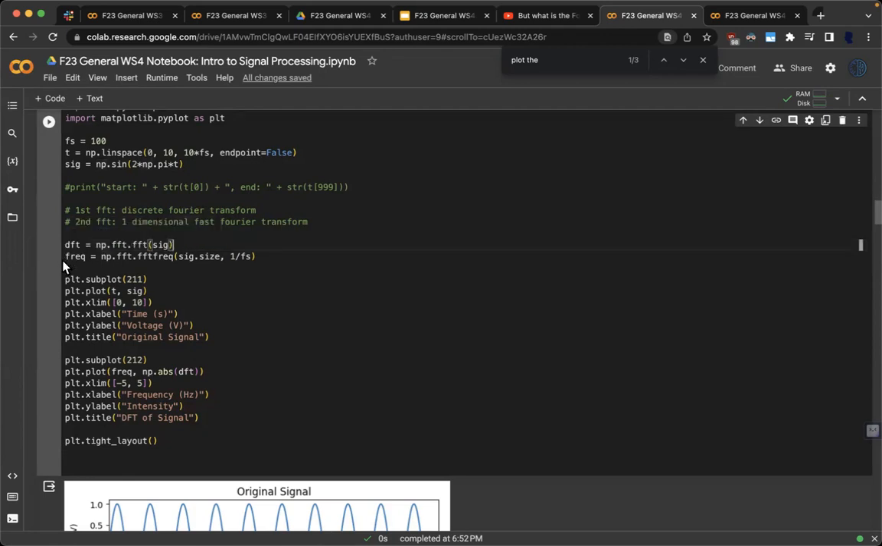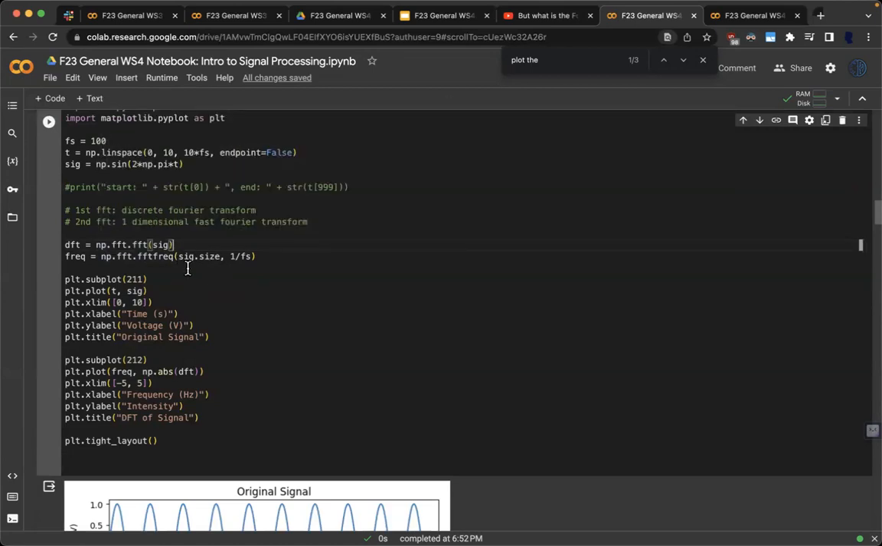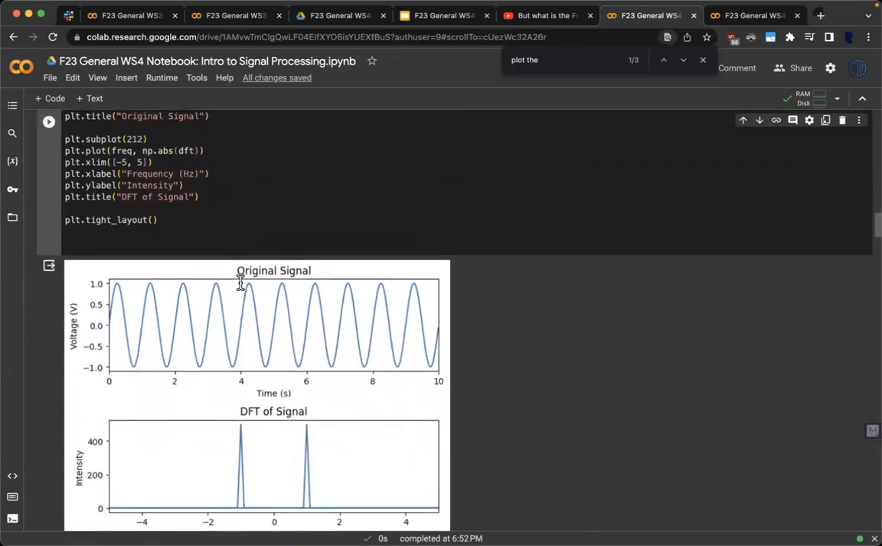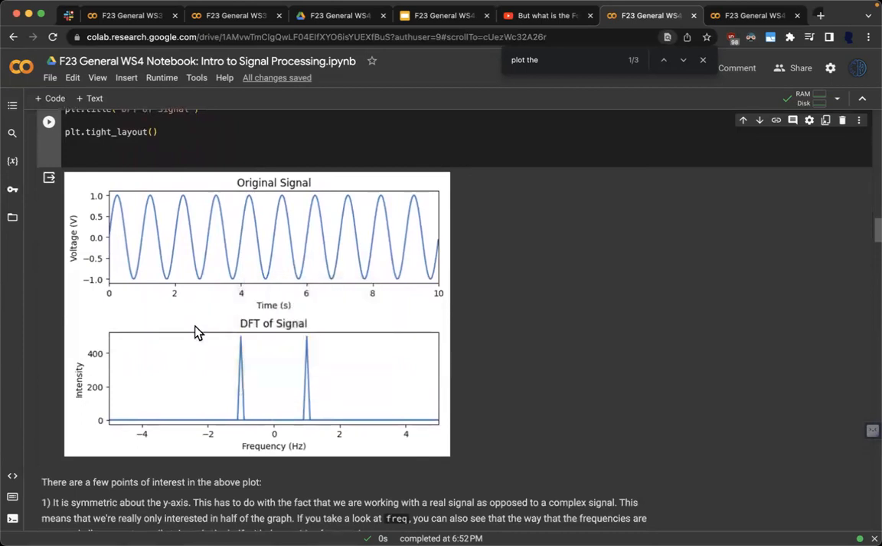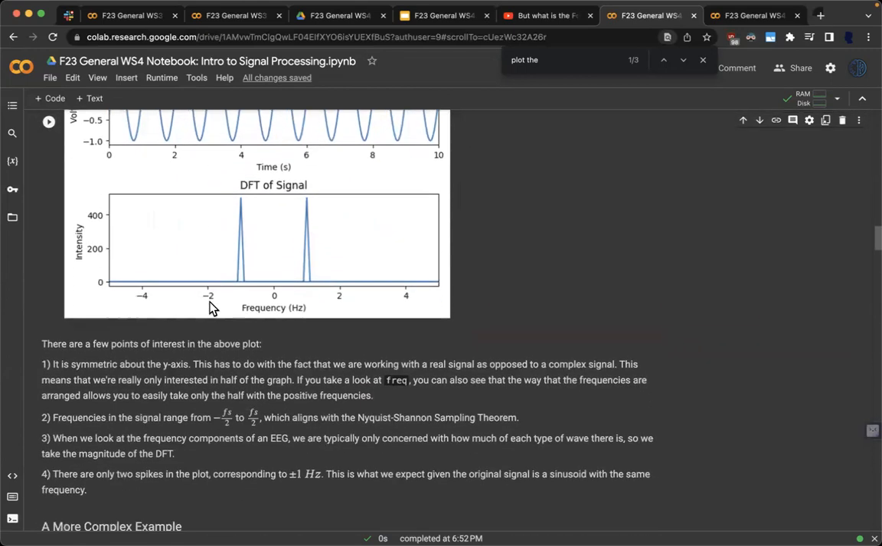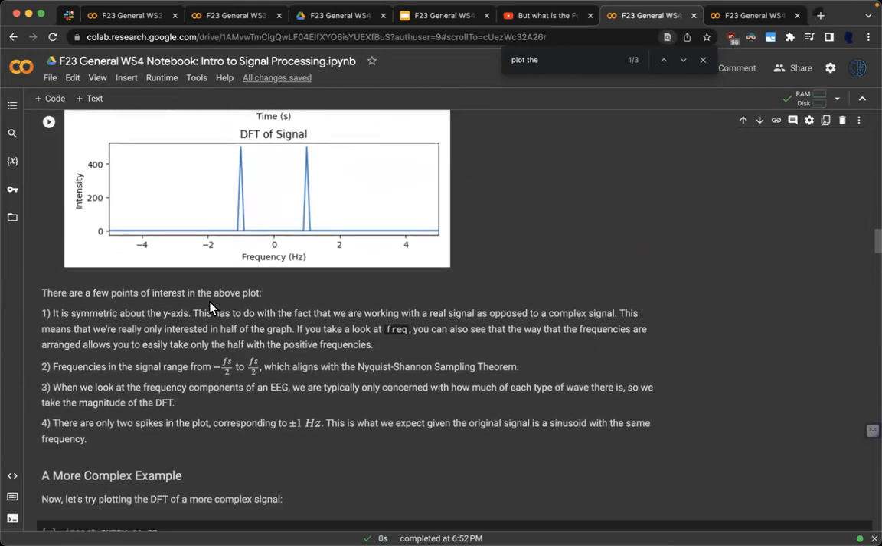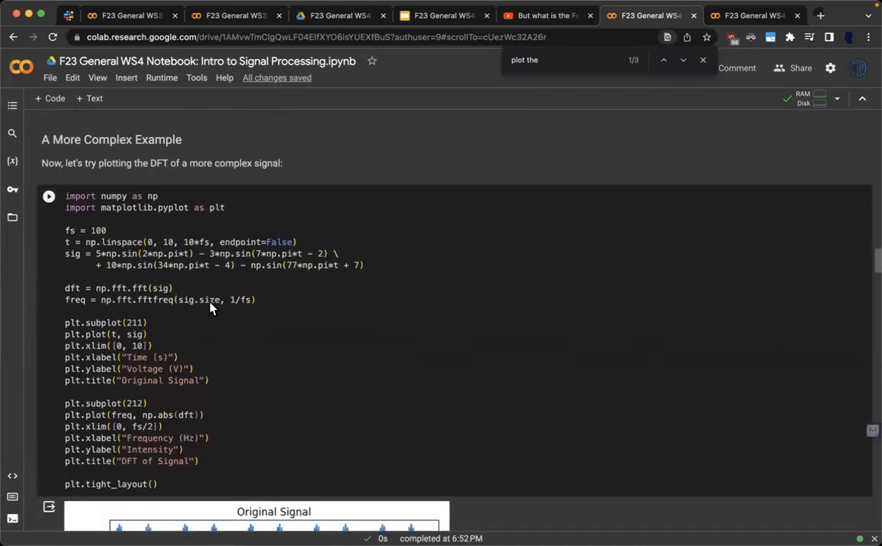You also want to get the frequency components from that signal, which we're doing right here with numpy FFT frequency. Into that, you provide the length of your signal and 1 over the frequency. And if you plot that, this is the plot that results. So that's basically all we're doing here, and feel free to refer back to this as we go forward. Does anyone have questions?